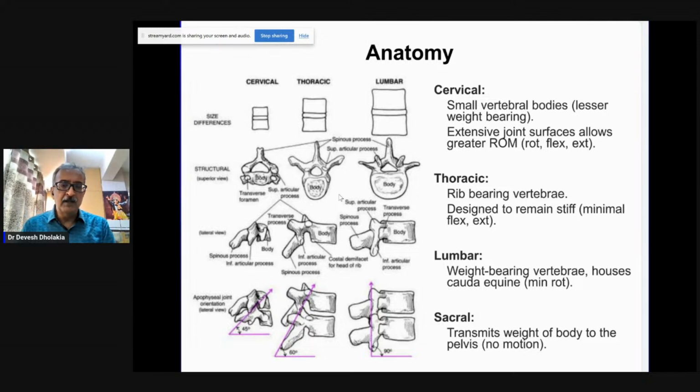The cervical has a better range of motion. It has flexion, extension, and rotation. Thoracic vertebrae move only in rotation. It is stiffer because the ribs are attached to it. The lumbar vertebrae also allow flexion and extension, but hardly any rotation of the body, while the sacrum helps to transmit the weight from the body to the pelvis.